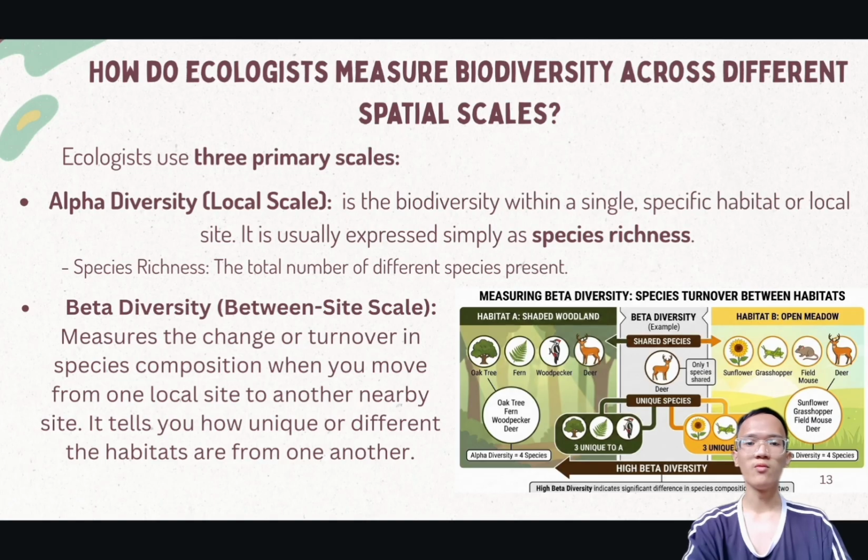Next is the beta diversity, or the between site scale. It measures changes or turnover in species composition when you move from one local site to another neighbor site. It tells you how unique or different habitats are from one another. As we can see in the image on the right side, we see the variability between the forest and the open meadow.